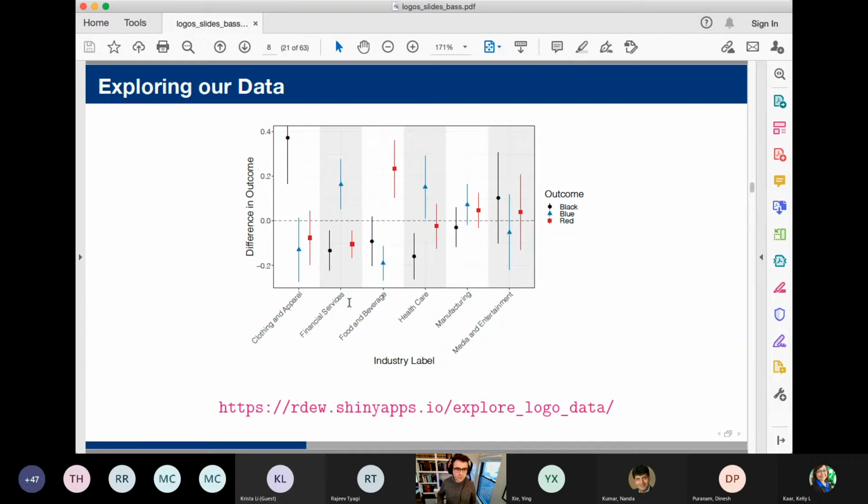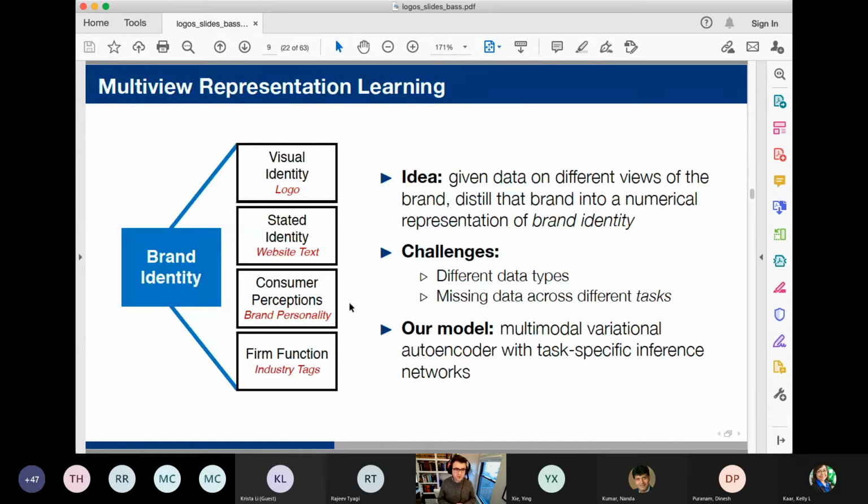And so what I want to do instead of spending tons of time talking about the data is transition, especially given my unintentional late start here, to talking about the model that we use to do this. So the idea behind our model, it's based on this broad class of models called multi-view representation learning. And the fundamental idea is that all of that data that I just described can be seen as being a different view of the brand.